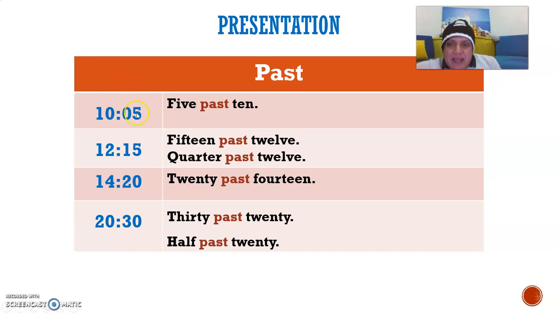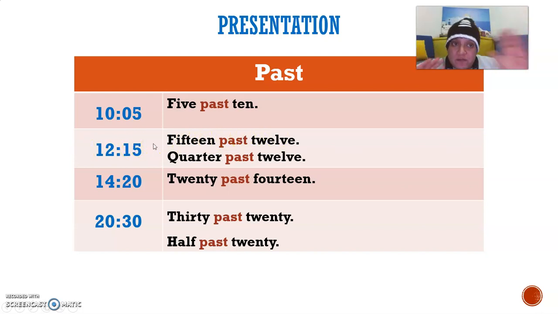Look at this. 5 past 10. So the minute past the hour. Okay, 5 past 10. Here we have 12, two ways. 15 past 12, or it's the same.